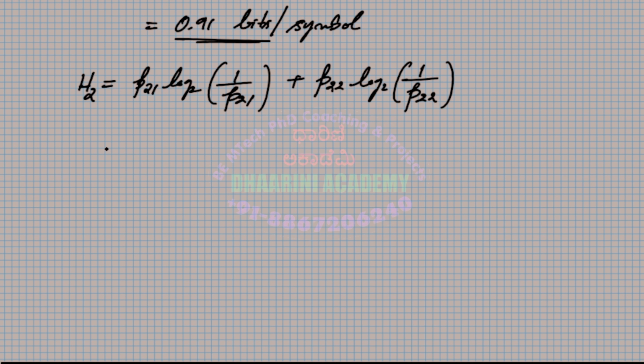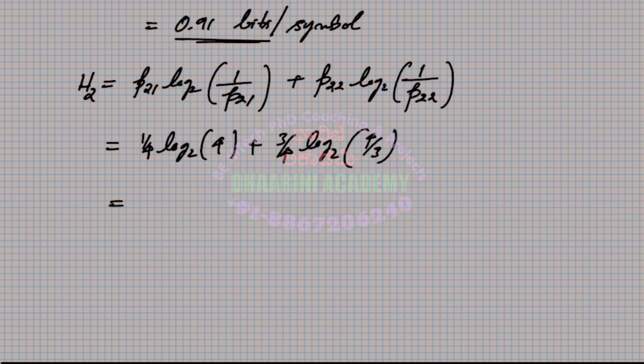So we'll substitute that here. So this is equal to, right? 1 by 4 log to the base 2 of 4 plus we have probability 3 by 4 log to the base 2 4 by 3. Please calculate. So this H2 value is 0.81 bits per symbol.